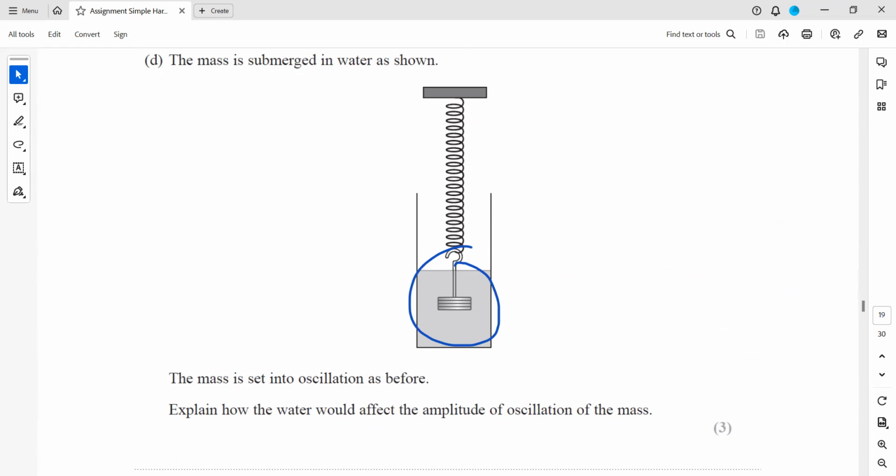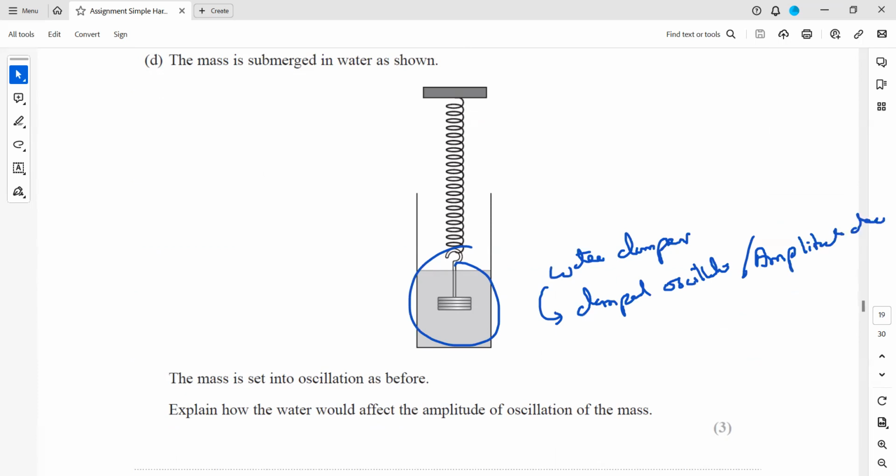So how are the marks distributed here? One mark is for the water will act like a damper. That is one mark. And when it acts like a damper, the oscillation will be a damped oscillation. What is the meaning of damped oscillation? Means the amplitude will decrease. And the amplitude will decrease because the energy is dissipated, removed from the system. So when the energy is removed from the system, it will eventually reduce the amplitude of vibration and eventually it will stop. So this water is acting like a damper for this.